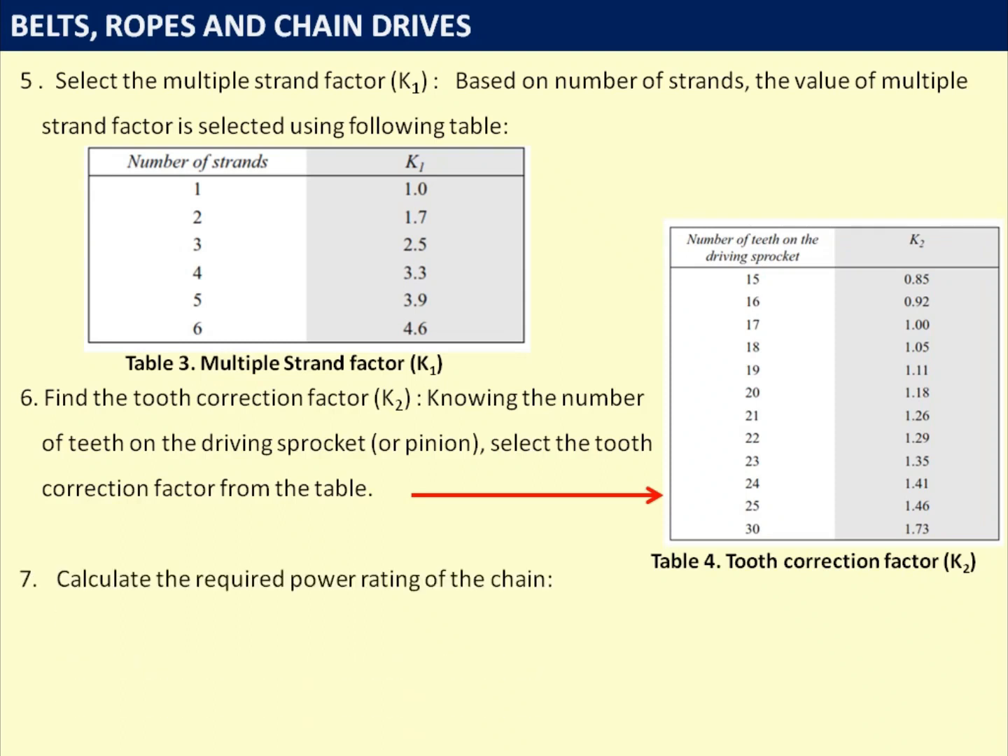Now seventh step, calculate the required power rating of the chain. The power rating of the chain in kilowatt is calculated as design power divided by K1 into K2. If we substitute the value of PD, then we get rated power multiplied by service factor upon K1 into K2.